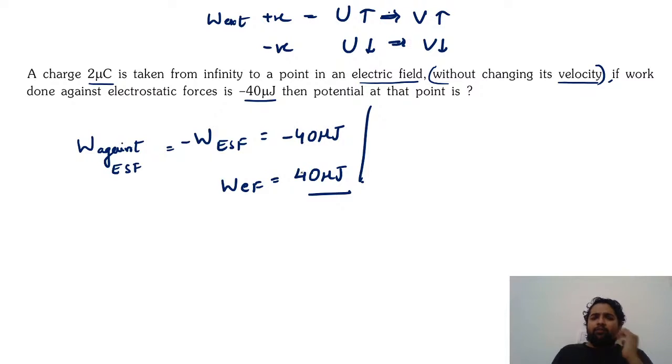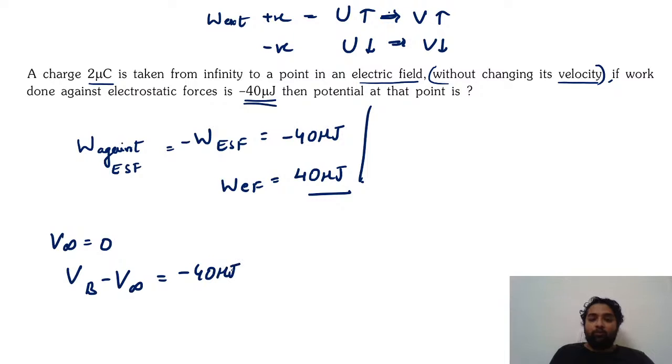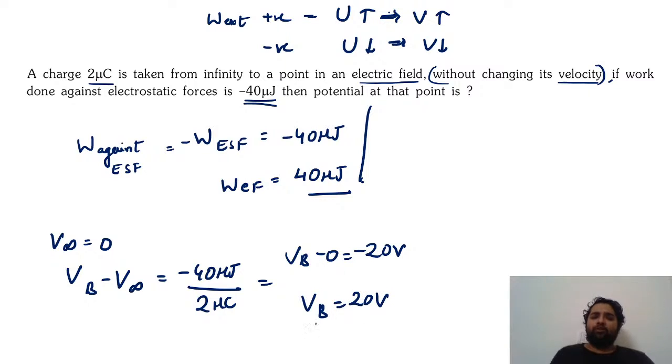Okay. So this is it. Work done by the external force is negative, which means the potential will also be negative, and the same way potential difference will also be negative. So at infinity, we define potential to be 0. So VB minus V infinity will be equal to minus 40 microjoules, which is the work done by the charge, divided by the charge. So we get VB minus 0 is equal to minus 20 volts. So potential at B will be equal to minus 20 volts. Simple, right? Got it, right? It is that simple, guys.